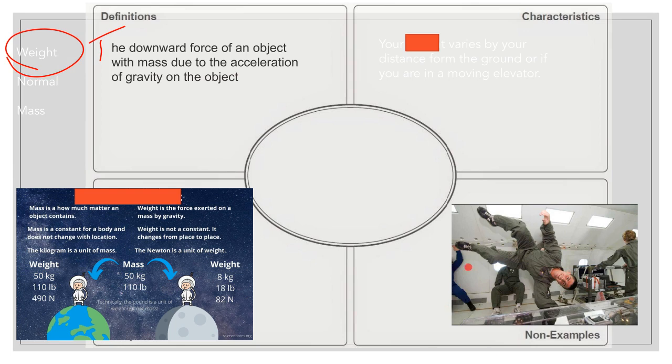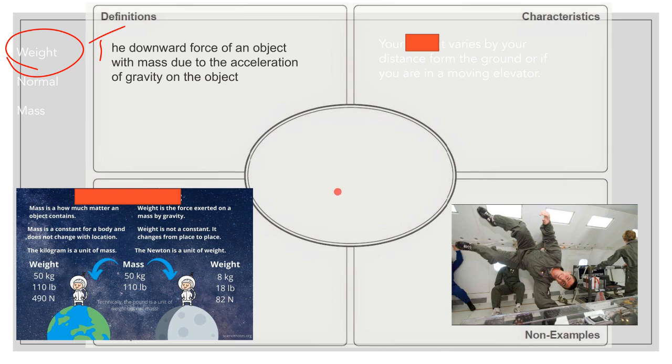So your weight varies with the distance from the ground. If you're in an elevator, you have more weight at the bottom than you do at the top, because you're further away from the center of the earth.